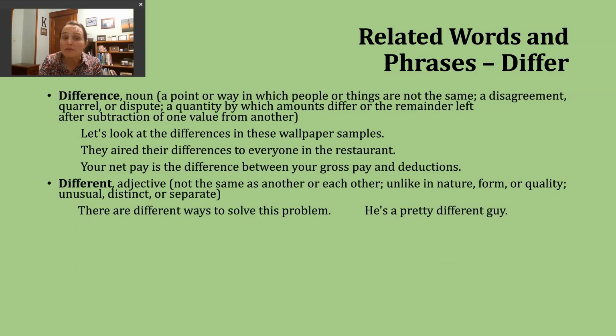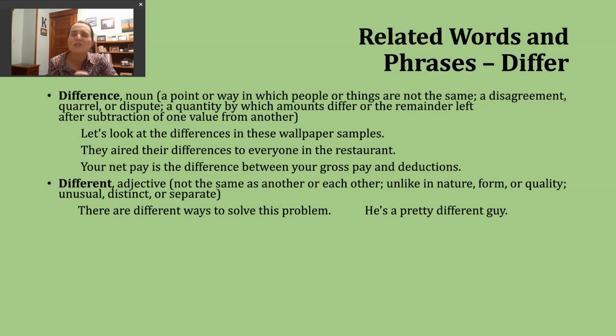Another word you're likely to encounter is the adjective different. Different can have a number of different meanings. One way to use the adjective is to describe something that is not the same as another person or another thing. Okay? An example of this might be: there are different ways to solve this problem. Right? Maybe you've heard a math teacher say that and demonstrate for you. There can be more than one way to arrive at the right answer.